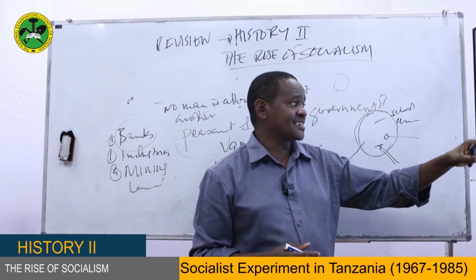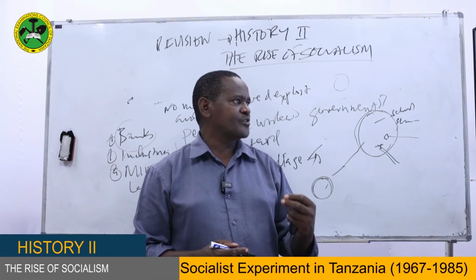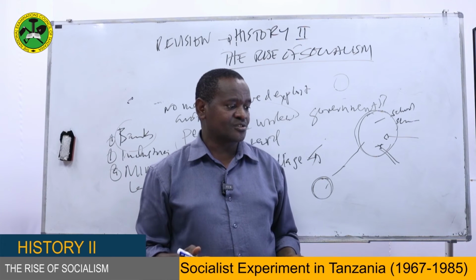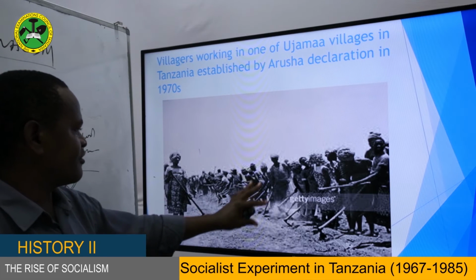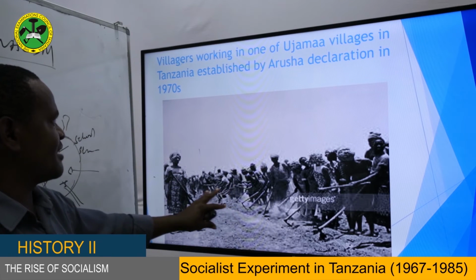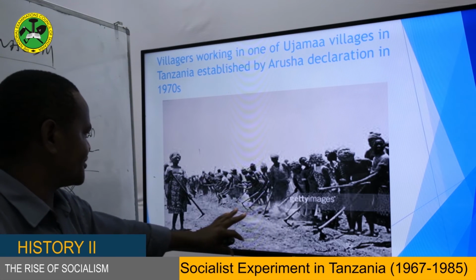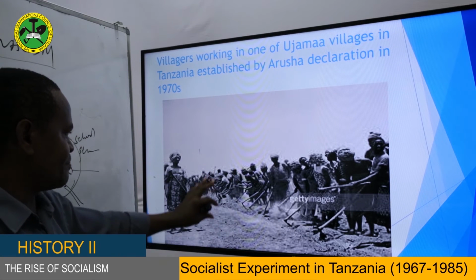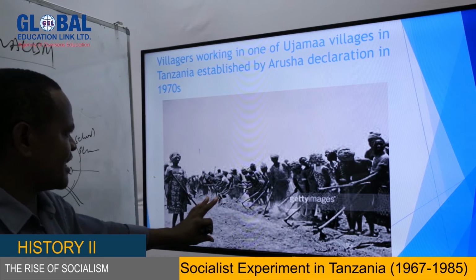So it resulted in disaster, particularly in 1973-74, when they started to force people to move from their areas to go to the Ujamaa villages, and that resulted in a disaster. This, my dear students, is an example of people working together in the Ujamaa village, as you can see, in one of the places where Ujamaa villages were established in Tanzania. This is the typical implementation of Ujamaa, where people would work together in the Ujamaa farms, the village farm, and so on.